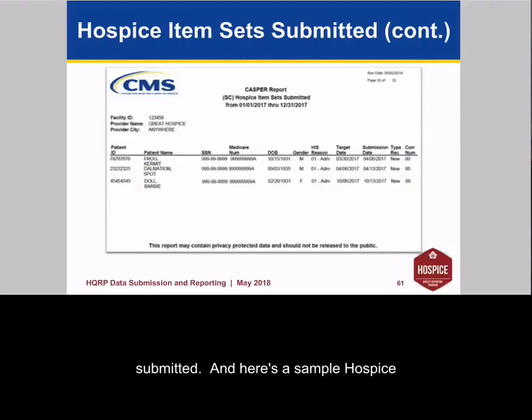And here's a sample Hospice Item Set Submitted report. This report displays patient identifying information, such as the patient ID, the patient's last and first name, the Social Security number, Medicare number, date of birth, and gender.